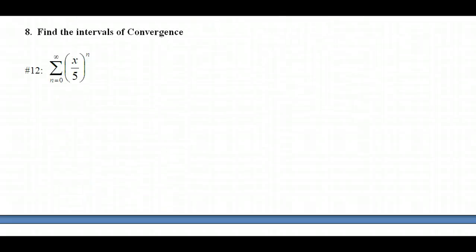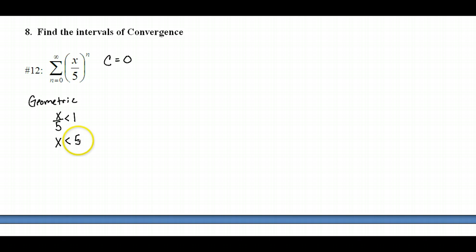All right, so we want to find our intervals of convergence, and we'll start off with a pretty easy situation here. Our power series is from 0 to infinity, and we have x divided by 5 to the power of n. I always want you to find the center first, so your center is equal to 0. This is geometric. So for geometric, as long as that ratio, x divided by 5, is less than 1, we know that it's going to converge. Therefore, x has to be less than 5. Solving for that, our radius has to equal 5.